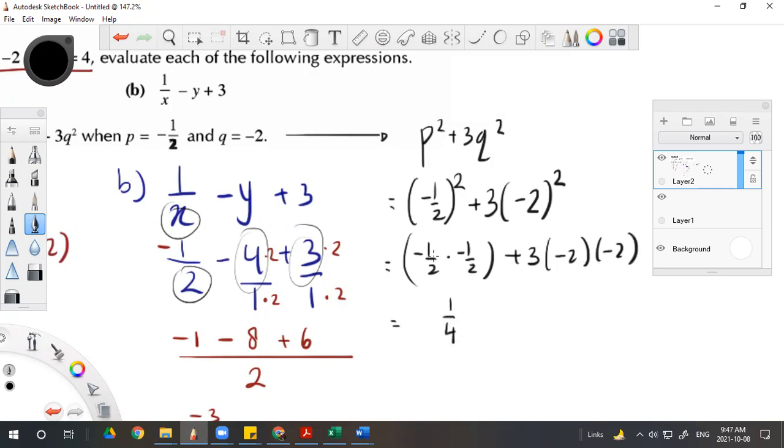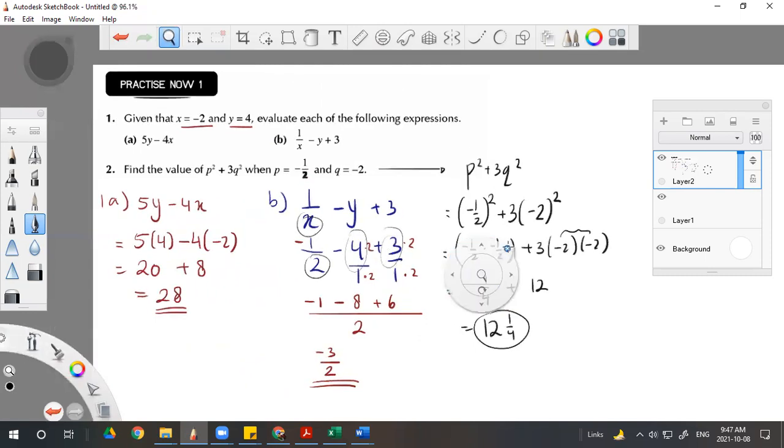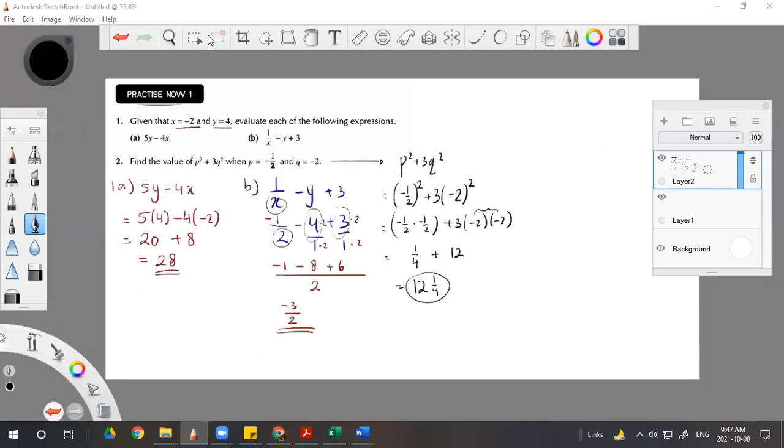1 over 4, right? Positive because negative times negative. Plus 3 times 4, right? This is 4, so plus 12. Okay, so the answer will be 12 and 1 over 4. You don't have to make the denominator equal, buang-buang waktu. Yeah, wasting time. So this is our practice now 1. Okay.